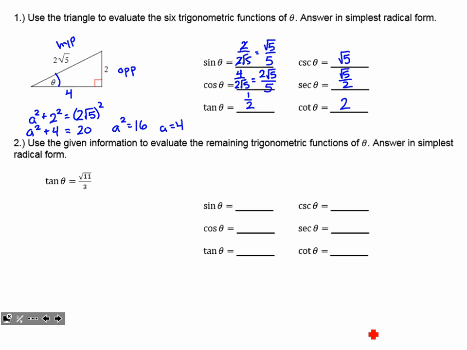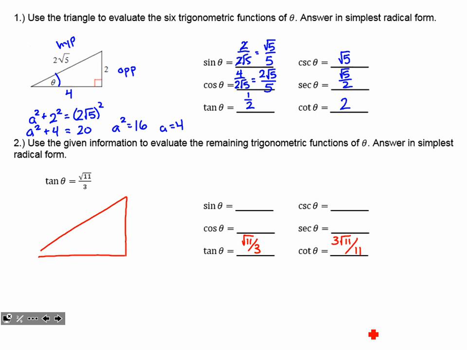Problem number 2, you'll notice a very similar setup, except here, no triangle. We are given one trig function right away, root 11 over 3 for tangent. I can go ahead and put that one in right now. And I know that cotangent will be its reciprocal, so I can use that right away. That's going to be 3 over root 11, which rationalizes to 3 root 11 over 11. We should be pretty adept at that by now.